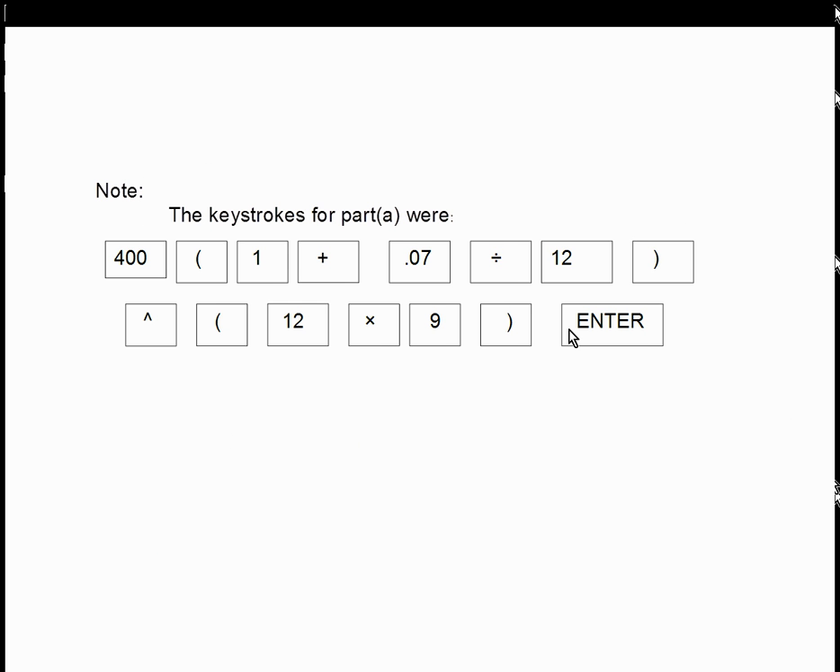Here are our keystrokes for Part A. You did the 400, open parenthesis, 1 plus 0.07 divided by 12, close parenthesis, and the caret key. The usual thing that goes wrong is students forget the caret key. Then open parenthesis, 12 times 9, close parenthesis. The reason for the parentheses is that for the older TI-83 and some of the TI-84s, if the exponent has an operation, you must put it in parentheses, otherwise you get unexpected results. And then press enter.